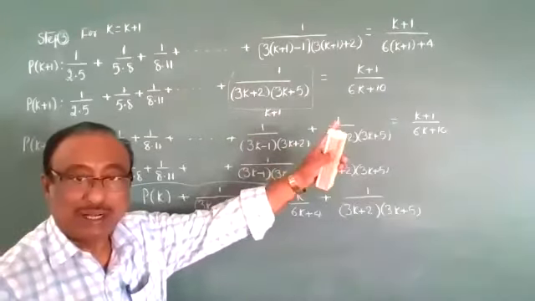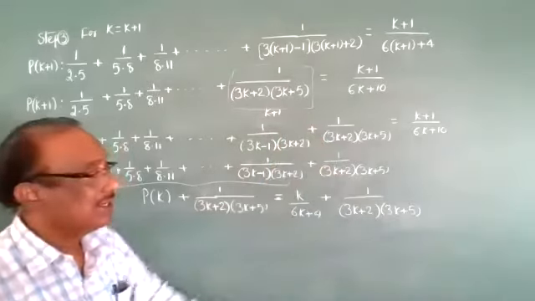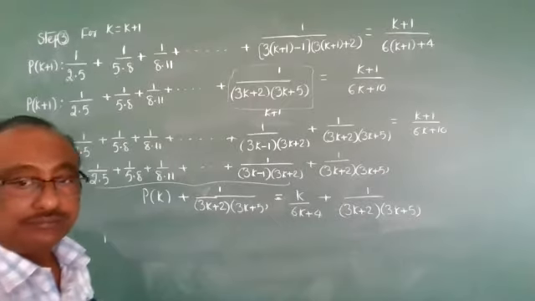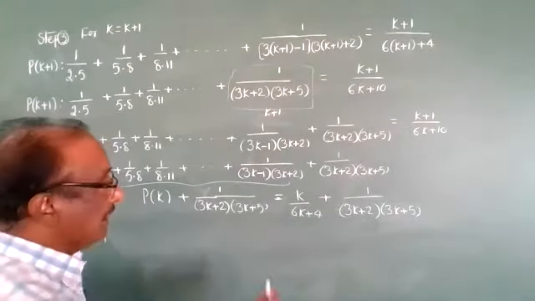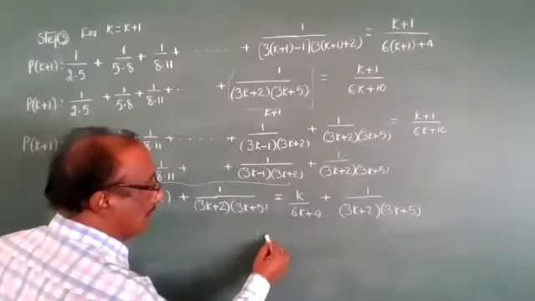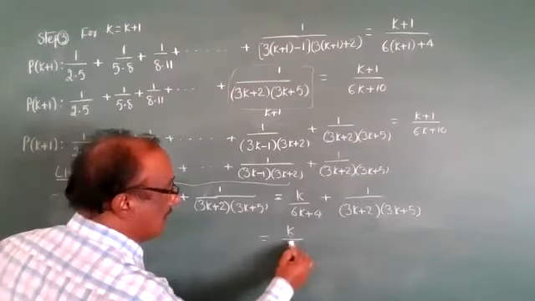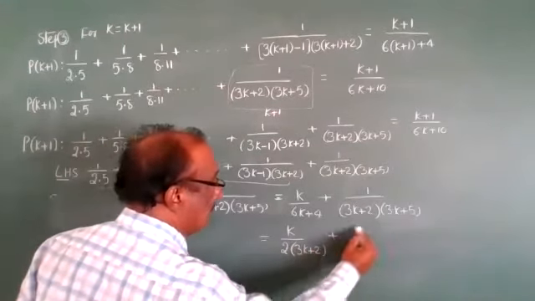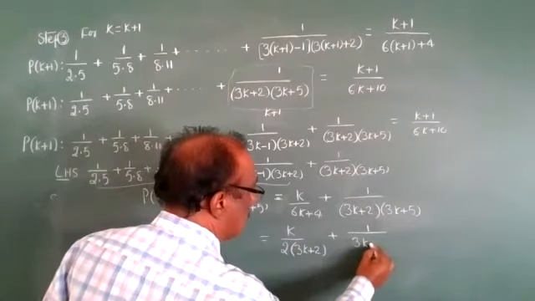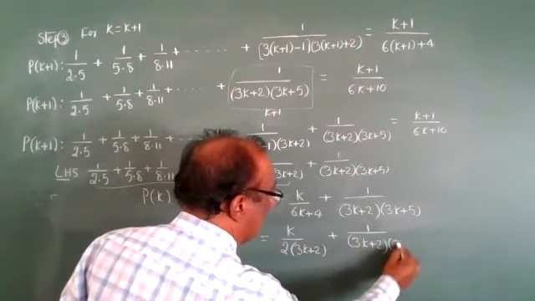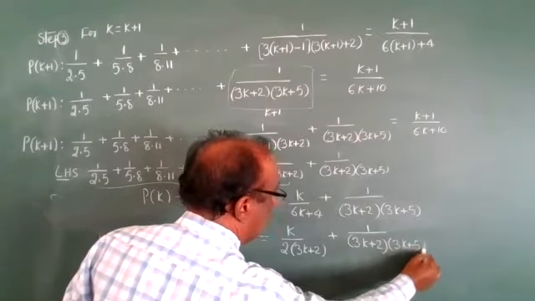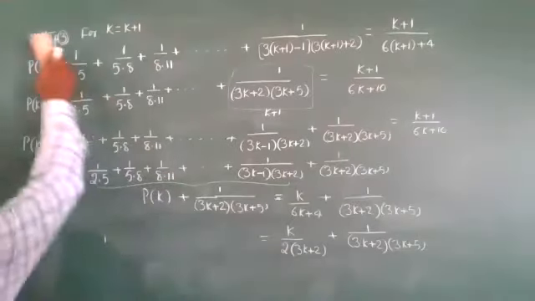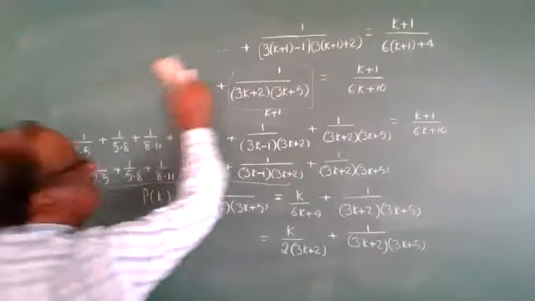We get the same right hand side answer. You should see, the same right hand side answer. Everyone observe. Now here k by 2 is common. So k by 2 into (3k plus 2) plus 1 by (3k plus 2) into (3k plus 5). Now take common. What is common? 1 by (3k plus 2). Take common and simplify.